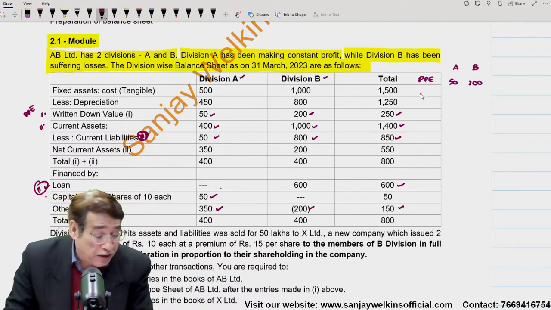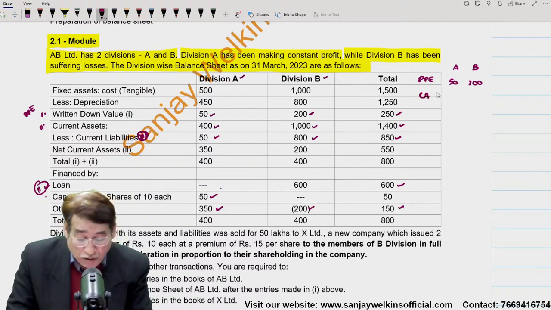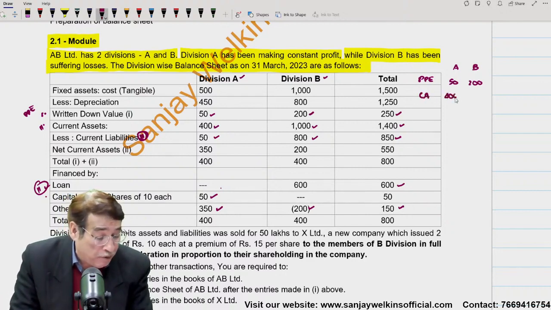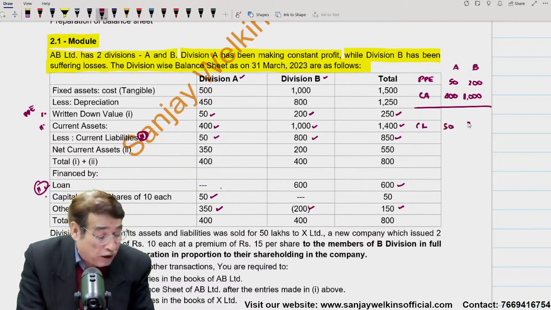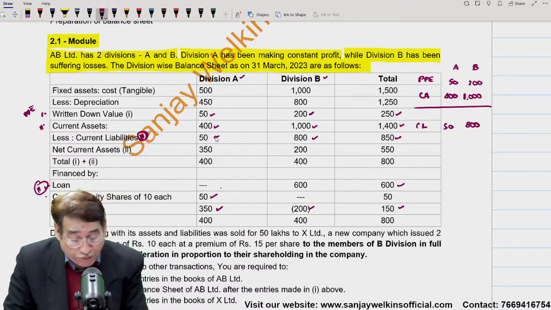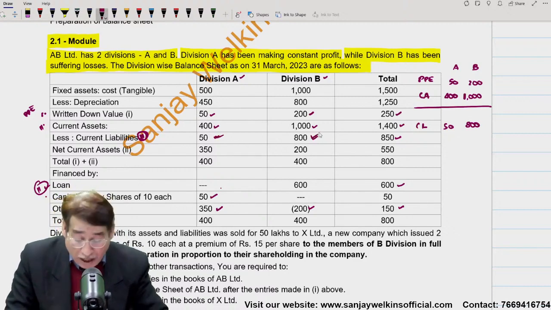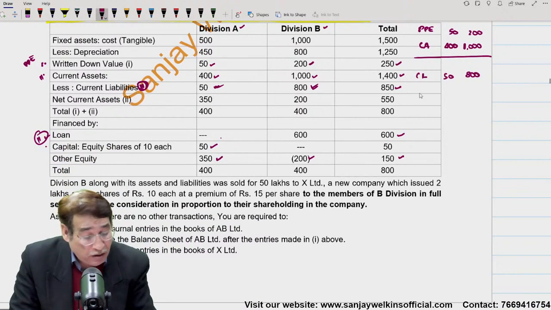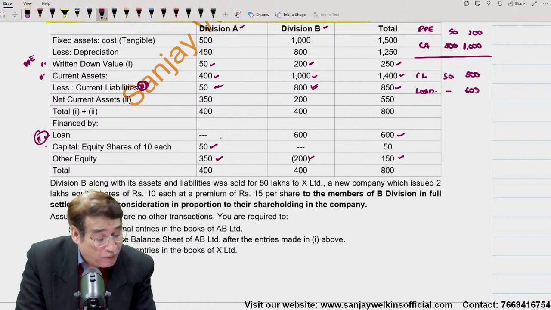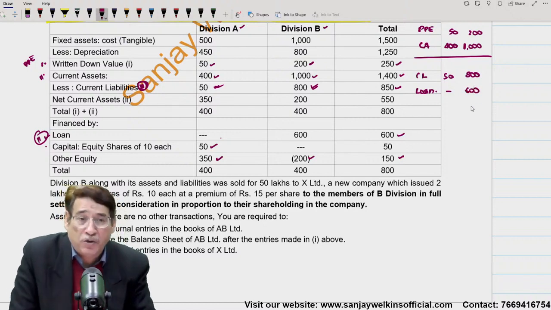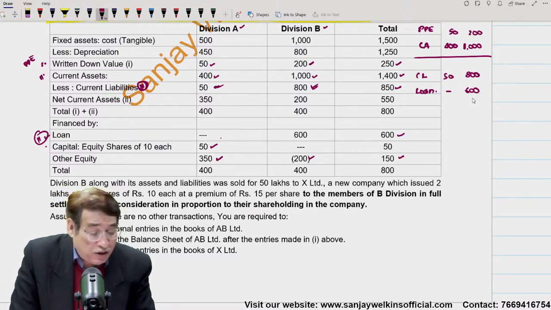Another item was current asset. You also simply mark it out. That is equal to 400 and 1000. Besides these two items, you have been given current liability, as we saw, 50 and 800. Is it clear to you? 50 and 800. Correct? And then you mark out another liability in the form of loan also. Loan amount is given to you as dash and 600. Total is 600. Is it clear to you?